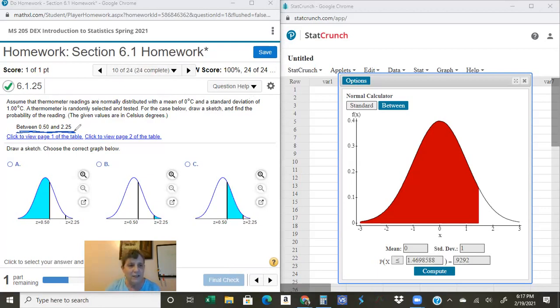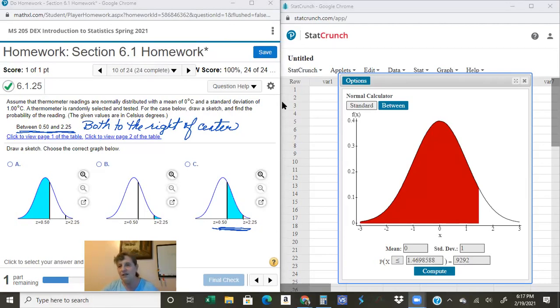Okay, this is a between. Both of these are positive, so they are both to the right of center because they're both positive values. Remember that any z-score to the left of the center is going to be a negative. So this has to be this one right here, between 0.50 and 2.25.